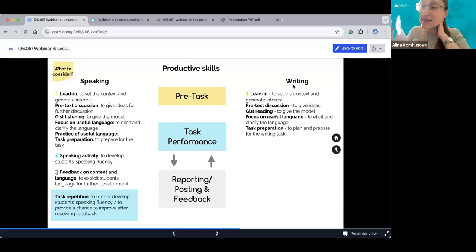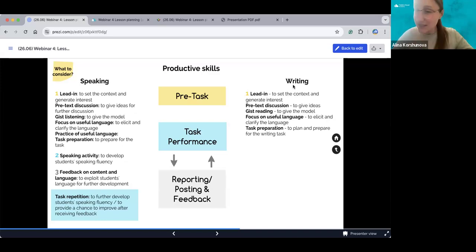I'll give you an example of how you can plan a lesson according to the product writing approach. That's when we focus on the final draft, that when we want our students to write a very accurate piece of writing. So we want them to teach how to write a specific type of text.